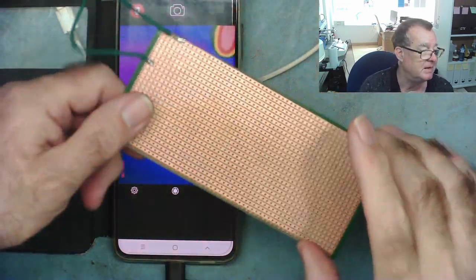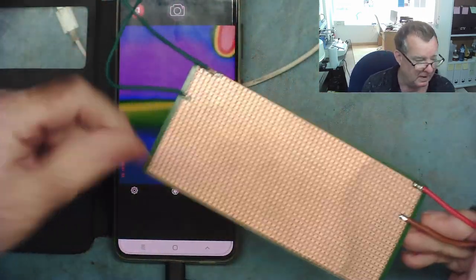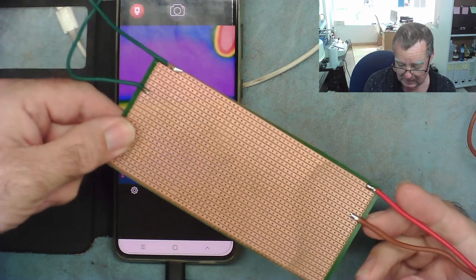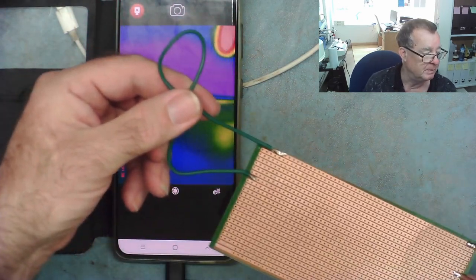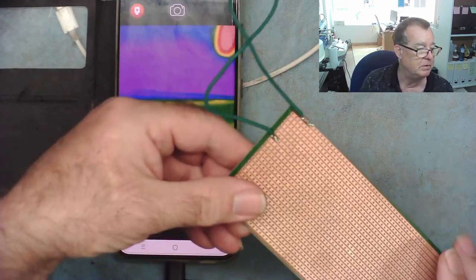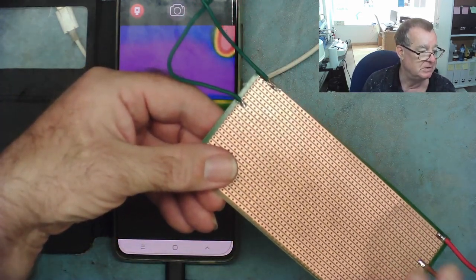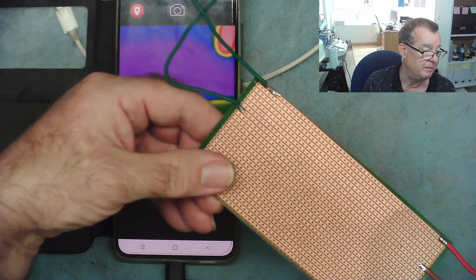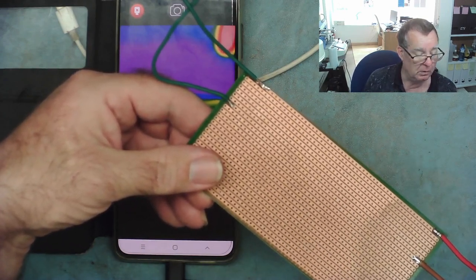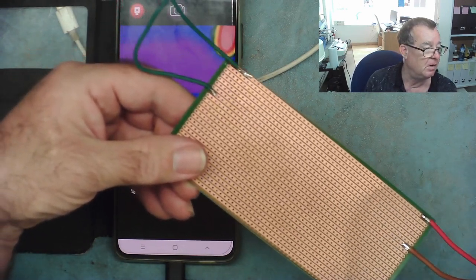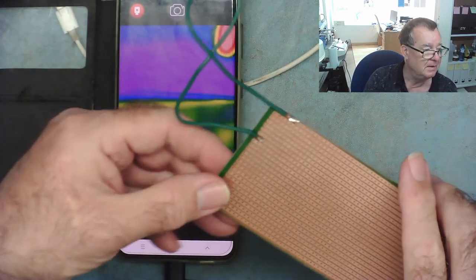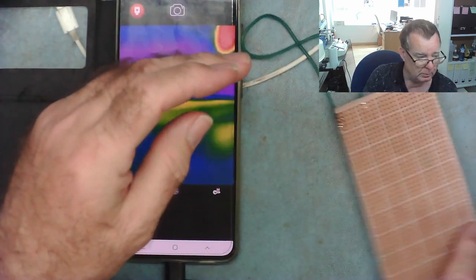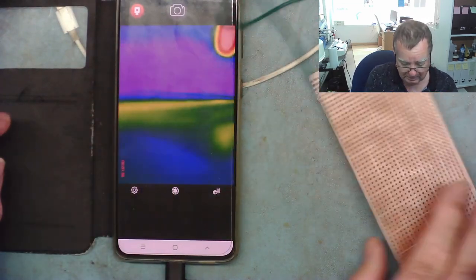So what I've done is here, I've taken a bit of Vero board, strip board, I've soldered a couple of pieces of wire onto it, and I've shorted them at the other end. And what I want to do now is see whether we can see, and at what current we can first see, where the short is. So I'm going to put some current into here on my bench power supply, and I'm going to look at it with the thermal camera and see if I can determine which tracks are carrying the current.